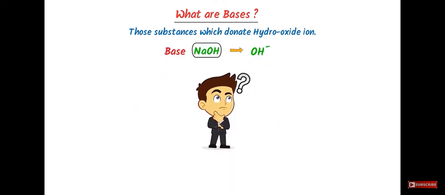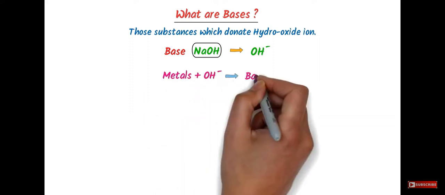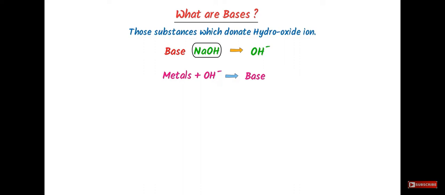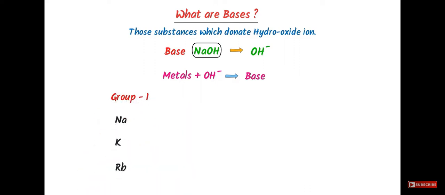Now, how can we learn the list of important bases? Well, I use my personal trick. I always write metals plus hydroxide ion always form bases. For example, consider group 1 elements like sodium, potassium, rubidium. Consider group 2 elements like magnesium, calcium, and group 3 elements like iron, copper, zinc.